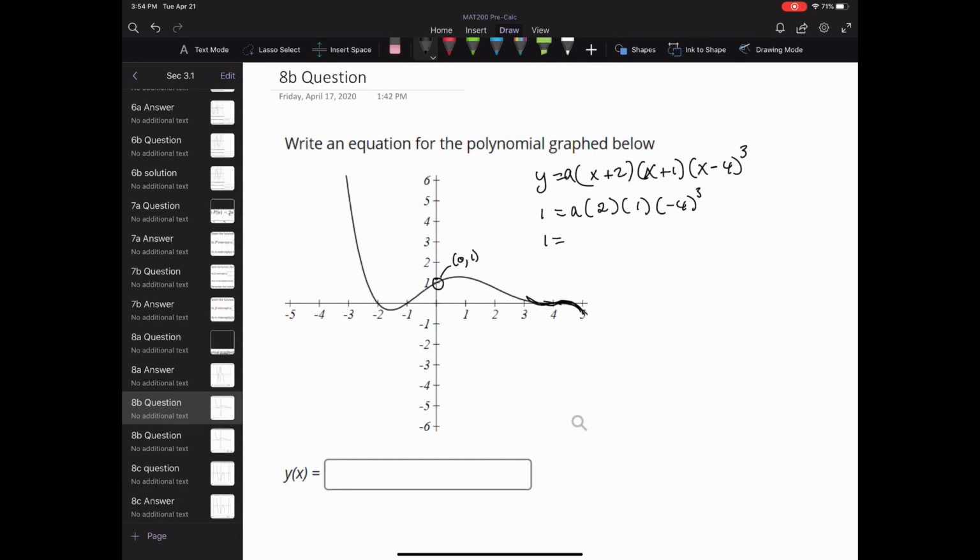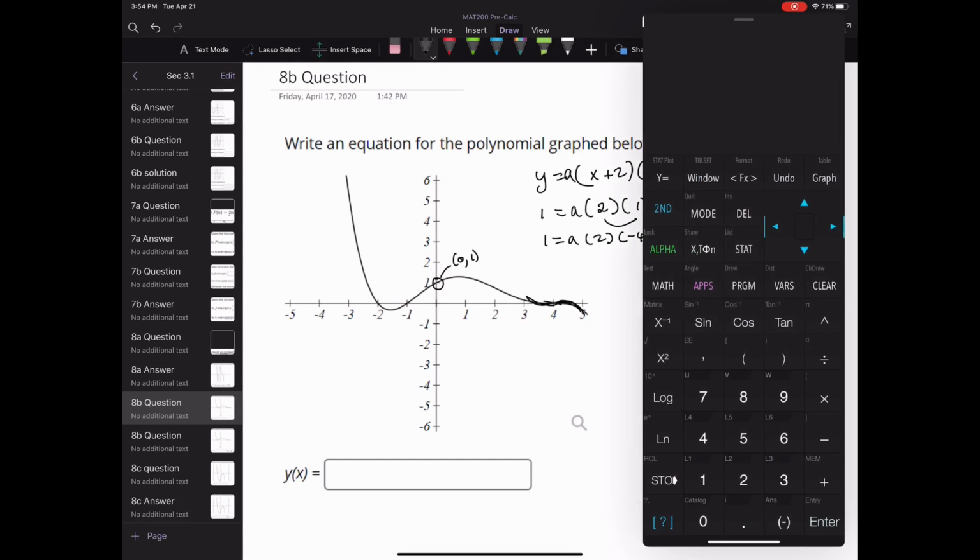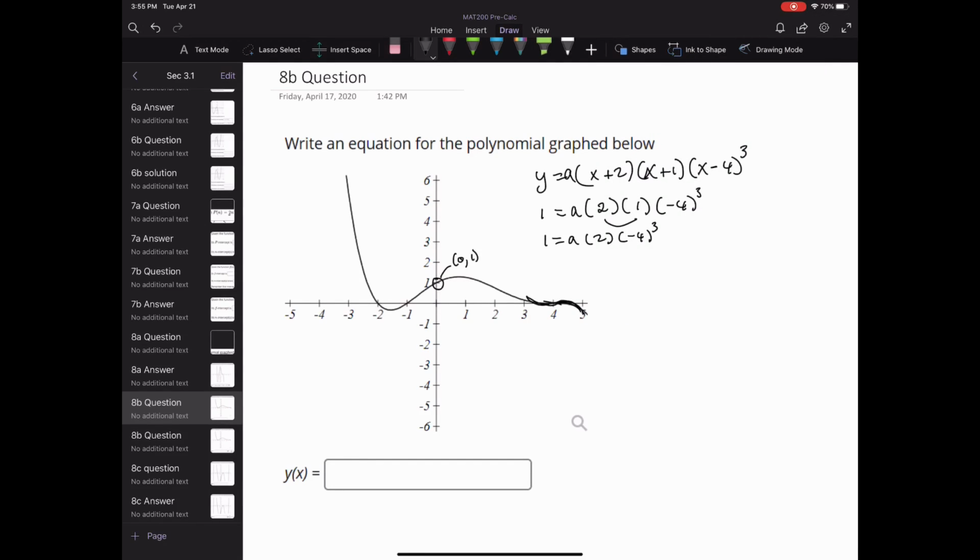So you get 1 is equal to a. 2 times 1 is 2. So let's just write that 2 and then bring down the negative 4 to the third. What do you get when you multiply negative 4 times negative 4 times negative 4? Well, I know what it is, but I'll show you. Negative 4 times negative 4 times negative 4. Remember, negative times the negative is a positive. Then you're multiplying it again by another negative. You get negative 64. So you get 1 is equal to a times 2 times negative 64.